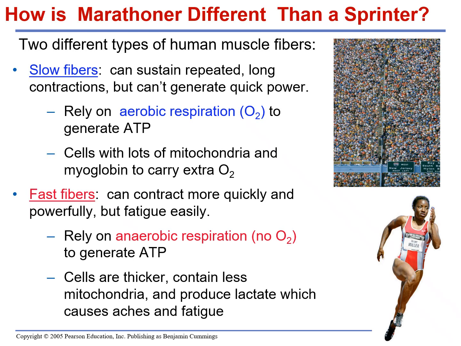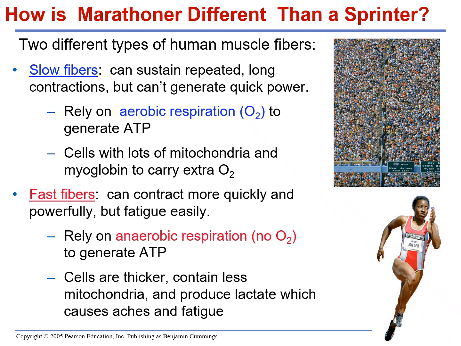Before we end this session, let's look through a quick exploration. How is a marathoner different than a sprinter? There are two types of human muscle fibers. There are slow fibers that can sustain repeated long contractions but can't generate quick power, and they rely on aerobic respiration to generate ATP. Cells with lots of mitochondria and myoglobin to carry extra oxygen are part of slow fibers.